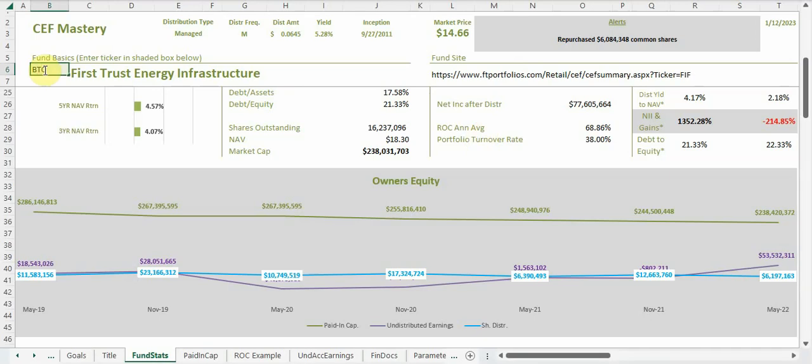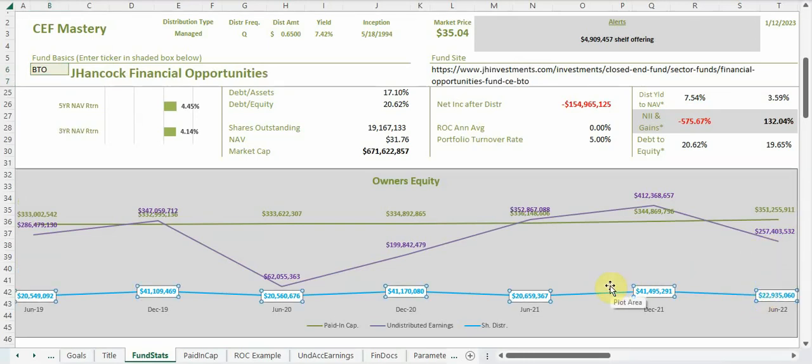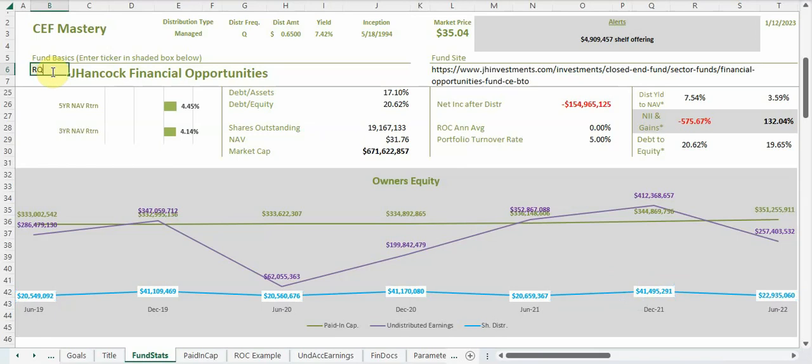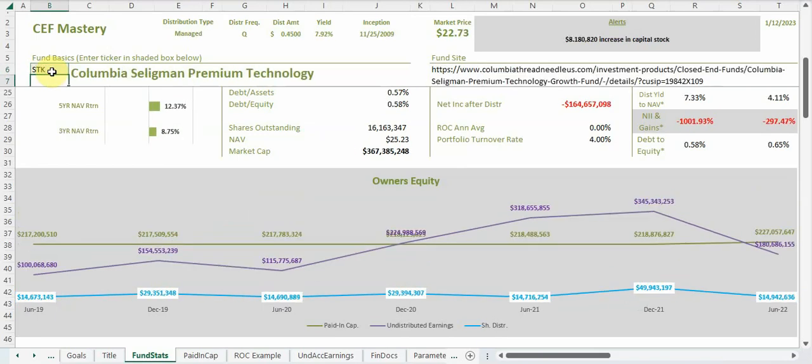The first fund is BTO. At a quick glance, you can see that the fund's undistributed accumulated earnings far exceeds the amount of distributions they've been paying out. Next fund is RQI. Same situation. Next, STK, same situation. It's worth pointing out that the last few funds I just showed you are not closed-end fund mastery qualifying funds, because despite having good-looking numbers, there's something within the numbers that closed-end fund mastery does not like at present.